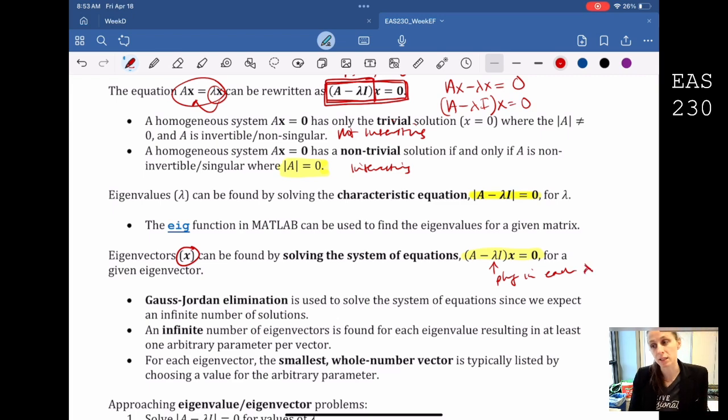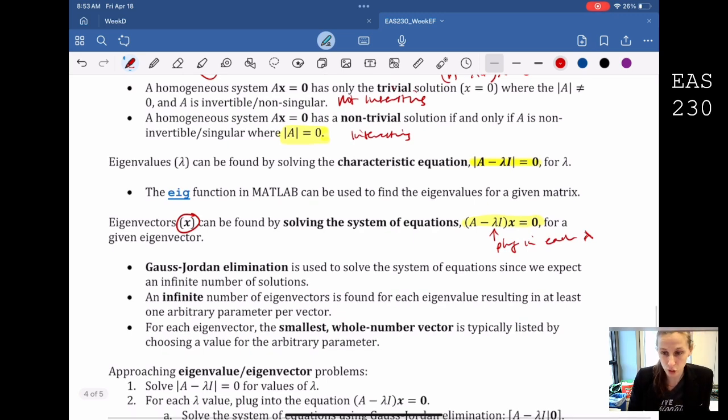Note each lambda is going to give us an infinite number of solutions, so we're going to use Gauss-Jordan elimination. Otherwise, it's not really going to work. We can't use a lot of our other methods because we need a unique solution for those. But Gauss-Jordan elimination we can use regardless of how many equations we have or how many solutions we're going to get. So we're going to use Gauss-Jordan elimination, and we're going to solve for our x values.